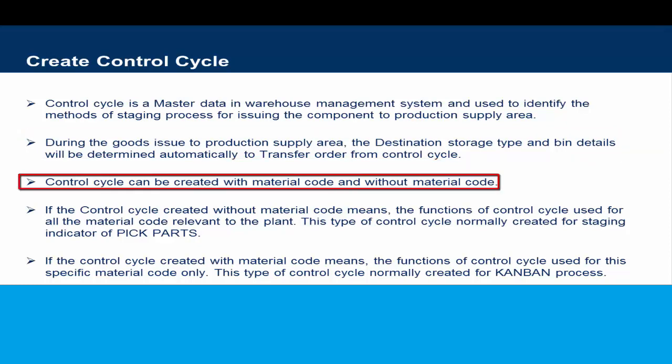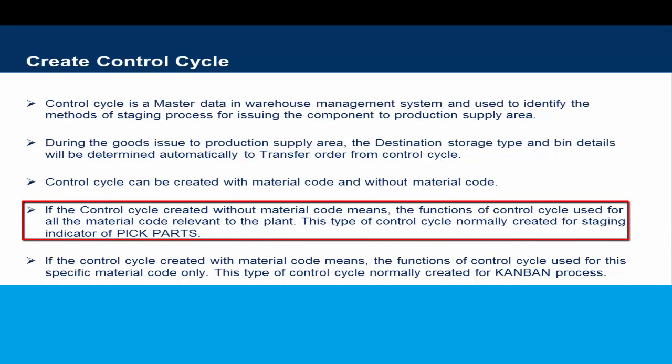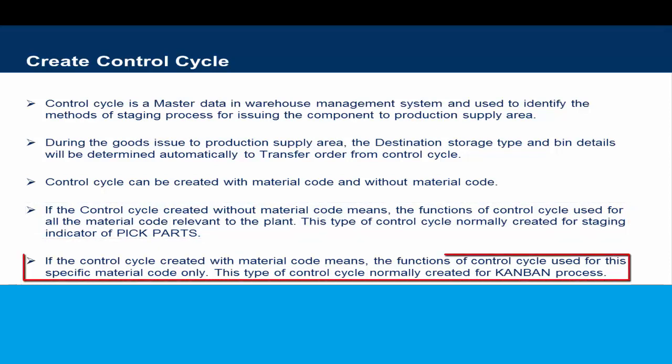Control cycle can be created with material code and without material code. If the control cycle is created without material code, it means the functions of the control cycle are used for all the material codes relevant to the plant. This type of control cycle is normally created for the staging indicator of pick parts. If the control cycle is created with material code, it means the functions of the control cycle are used for the specific material code only. This type of control cycle is normally created for Kanban process.